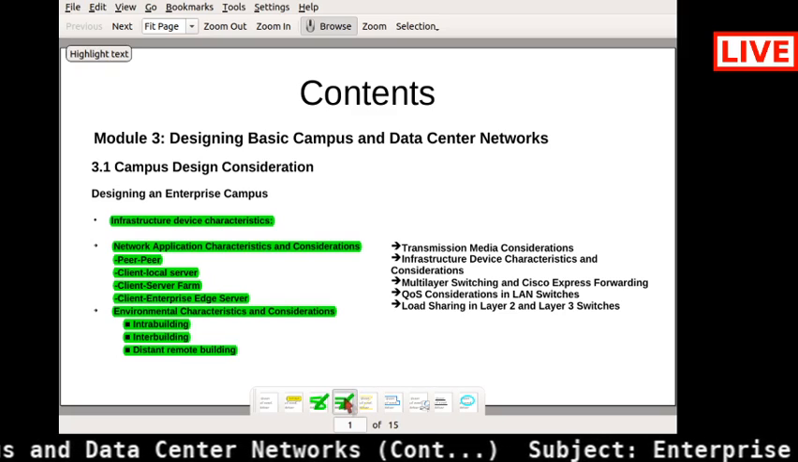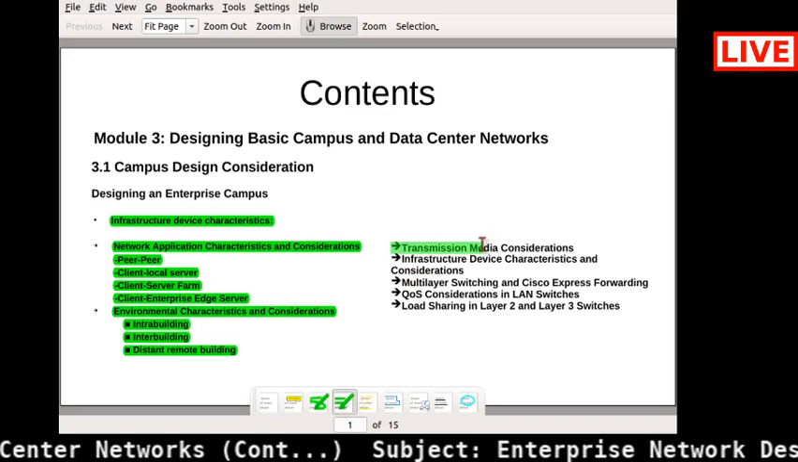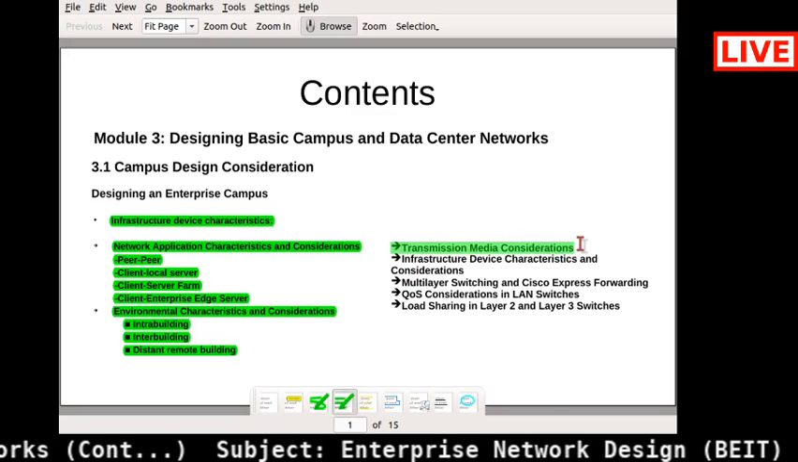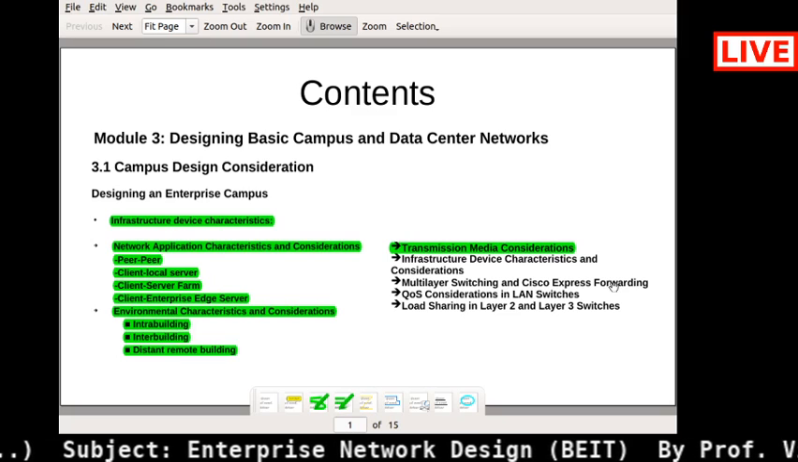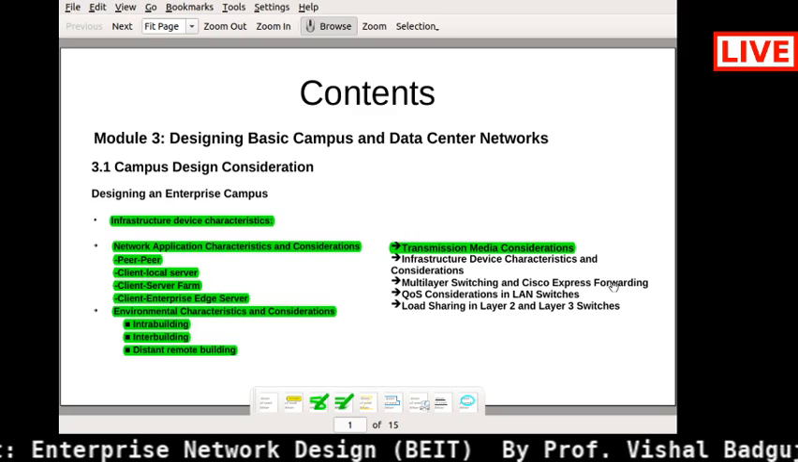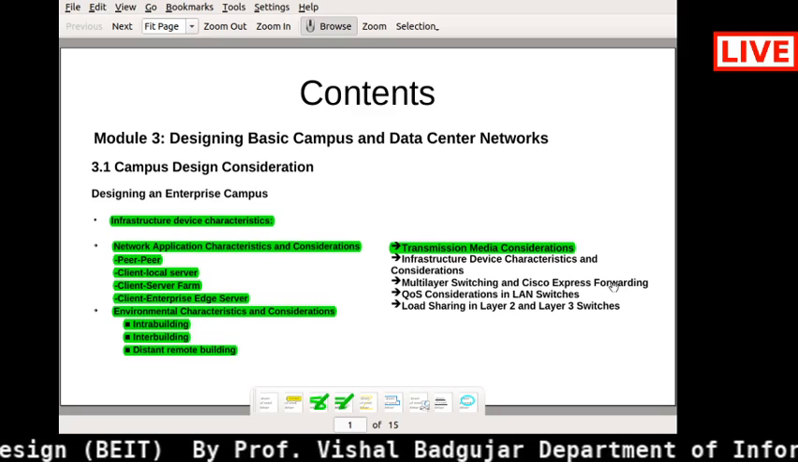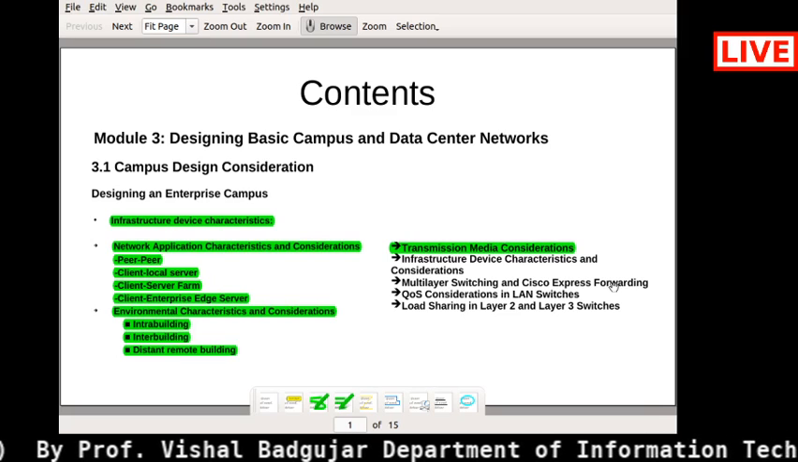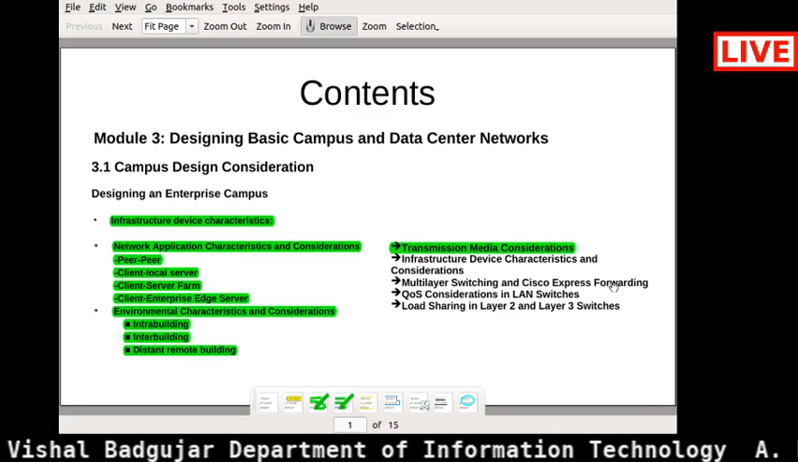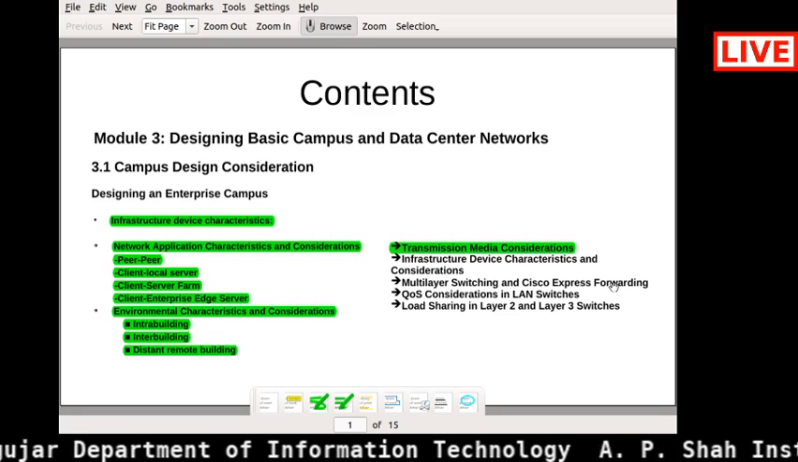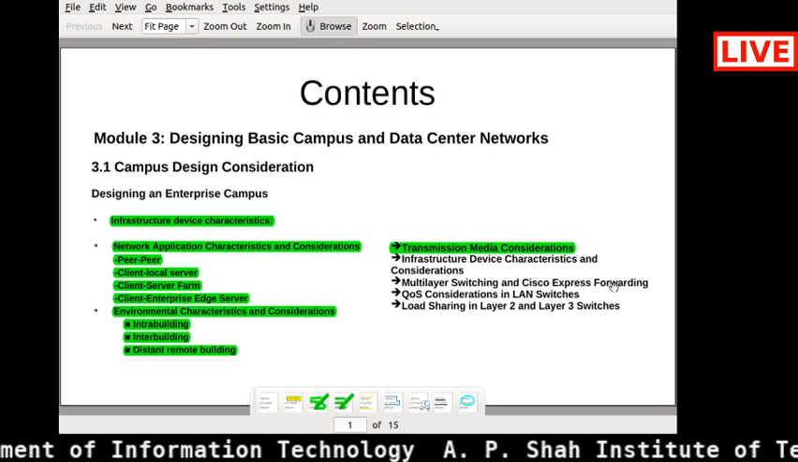So today in our lecture we will see what I mean by transmission, how transmission media related considerations will take place. What are the different transmission media you are going to use in your infrastructure network, and how it matters, we will see with the help of one example.